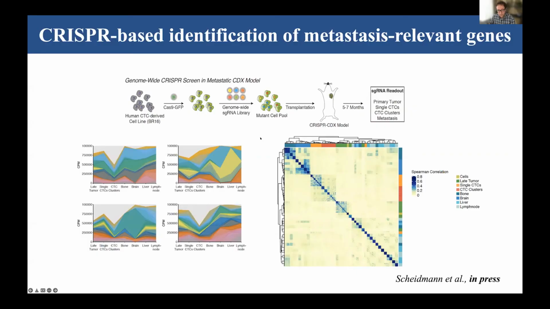And then what Manuel has done with this model, he has engineered our CTC-derived cells with Cas9 and then with the genome-wide CRISPR library. And then he injected them in mice and he let the mice live as much as they could. And then he isolated all the metastases and the CTCs and the tumor cells to ask which gene is responsible for each and every step of the metastatic cascade, including organ-specific metastasis. And we found some interesting correlation.